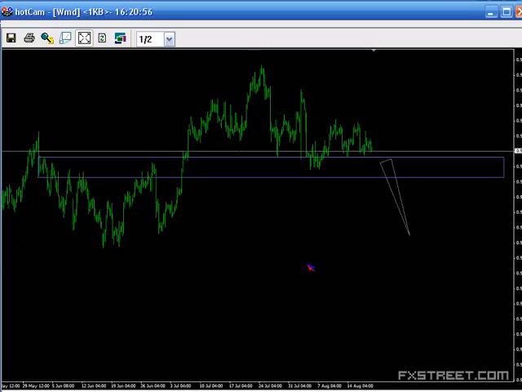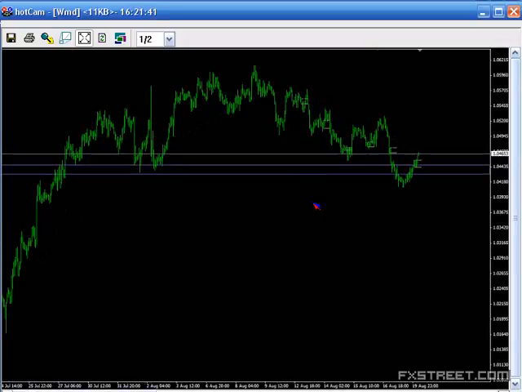Okay, let's turn our attention towards the Aussie. So we have the AUD-USD. As far as the structural levels are concerned, last week we mentioned about the 440 area, and we mentioned about support coming in, or the established support being here at the 440 area.